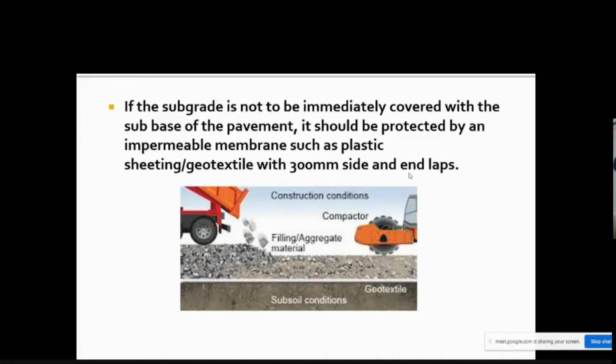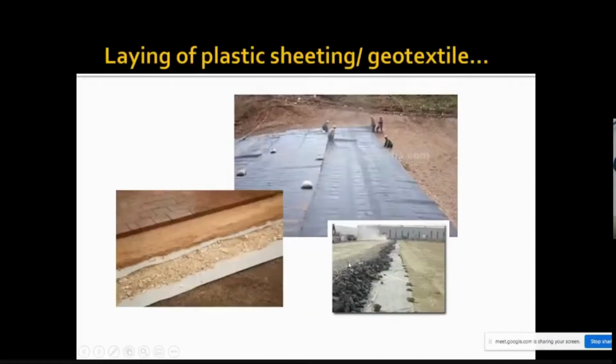Okay. So dekat sini kalau you nampak, that's the subgrade, and then ini dia punya geotextile, kemudian dia akan ada aggregate dekat atas tu, lepas tu dia akan compact. Of course depends on this soil, dekat sini pun kena compact bila dah letak geotextile, and then dia letak filling ataupun aggregate materials, they still have to compact. Okay, ini adalah contoh geotextile yang diorang letak.